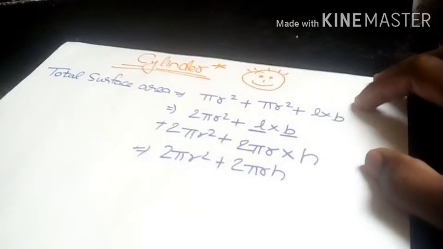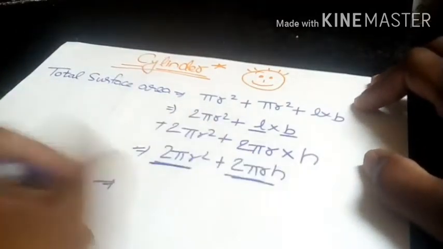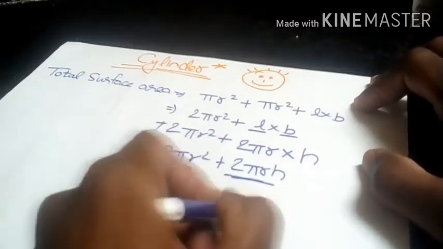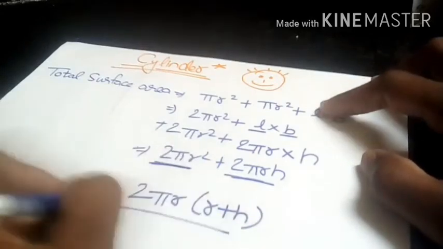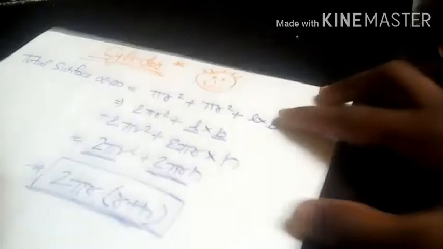Can we take something common? Yes, that is 2 pi r and 2 pi r. So 2 pi r into r plus h. So this is the formula of total surface area of cylinder.